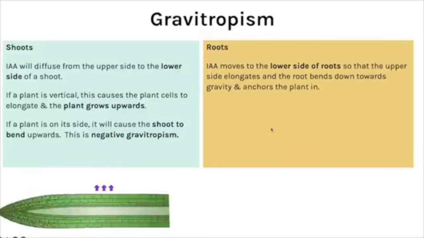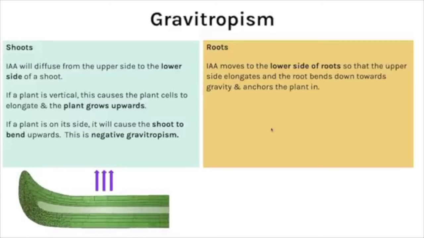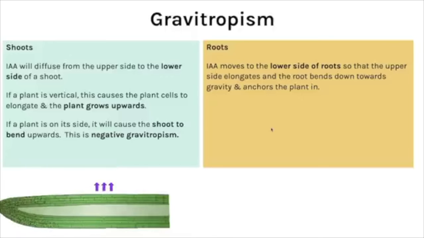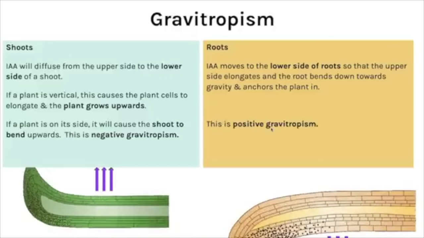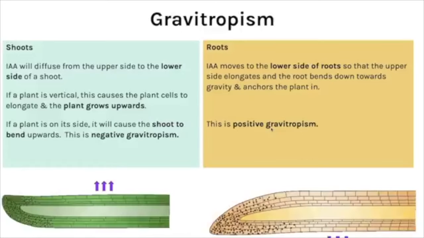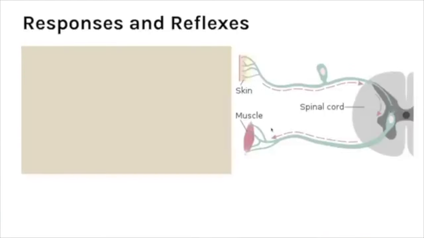Now in the roots, IAA moves to the lower side of the roots also, and that would cause the upper side to elongate and the root will bend down towards gravity. And that would be a positive gravitropism. And that increases survival because again it helps to anchor in the plant.